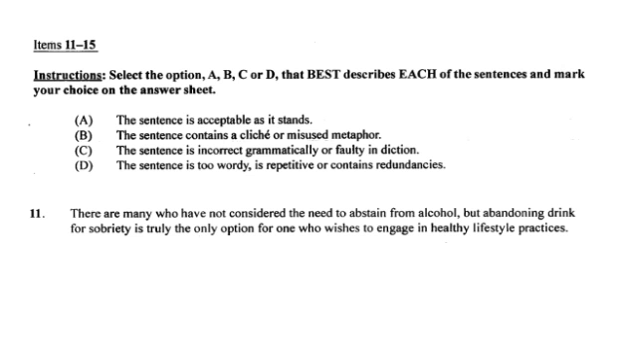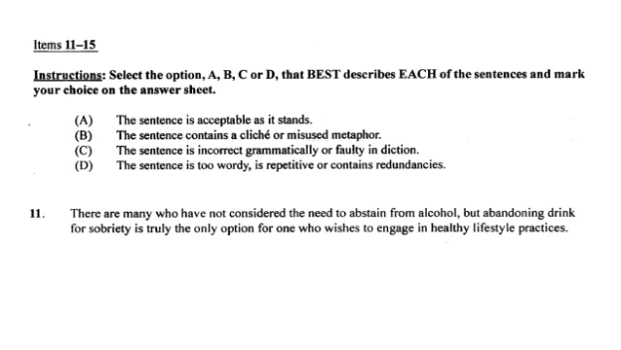Items 11 to 15. Instructions. Select the option A, B, C, or D that best describes each of the sentences and mark your choice on the answer sheet. Based on the 5 sentences listed in this section, you would state if the sentence is acceptable as it stands, if the sentence contains clichés or misused metaphors, if the sentence is incorrect grammatically or faulty in diction, or if it is too wordy or repetitive or contains redundancies.